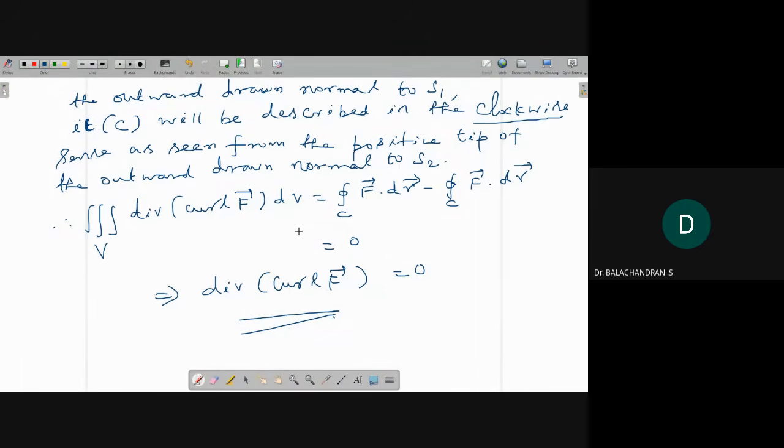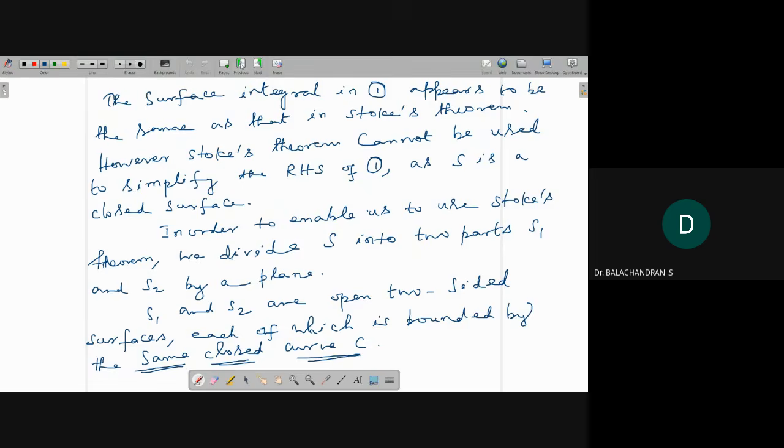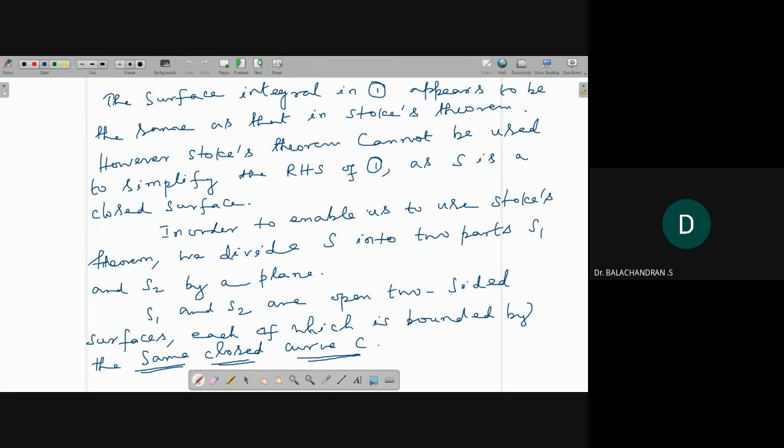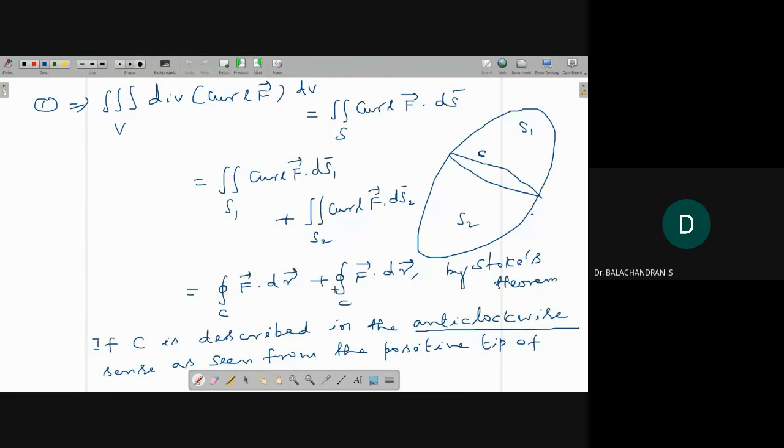Here we are not using Green's theorem. Here we are using Gauss divergence theorem and Stokes theorem. I'm asking if we can do it or not, sir. Initially we use Gauss divergence theorem here, and then from this step to this step I used Stokes theorem.